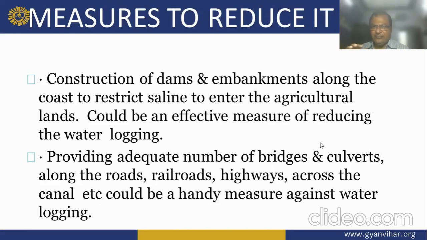Construction of dams and embankments along the coast to restrict saline water from entering agricultural land could be an effective measure for reducing waterlogging, and providing an adequate number of bridges and culverts along the road, railroad and highway across the canal could be a handy measure against waterlogging.